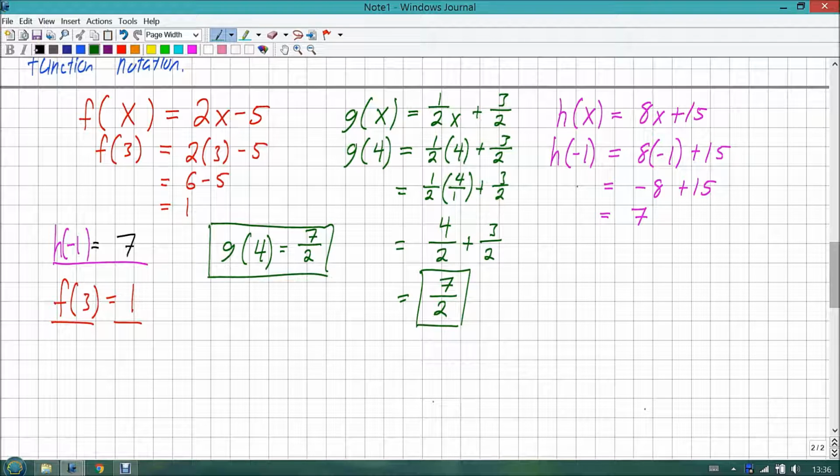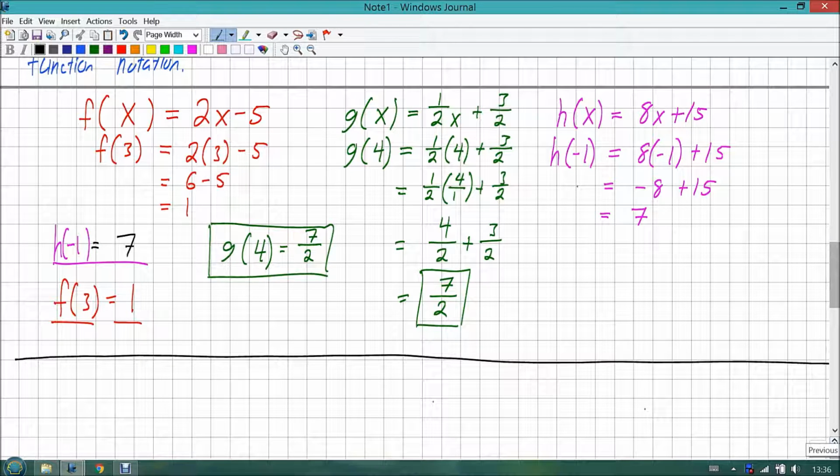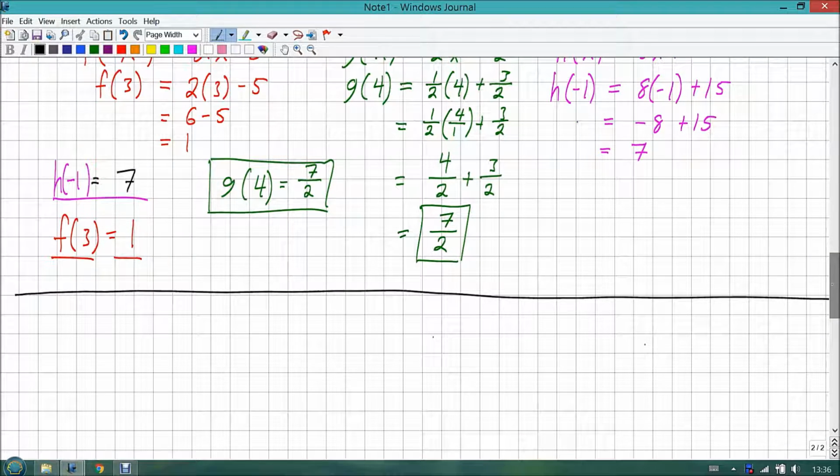All right, and that's it for today's lesson. I hope this helps you understand where function notation comes from and why it's so important to get it down.